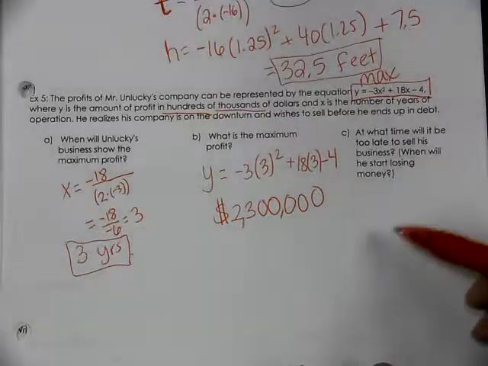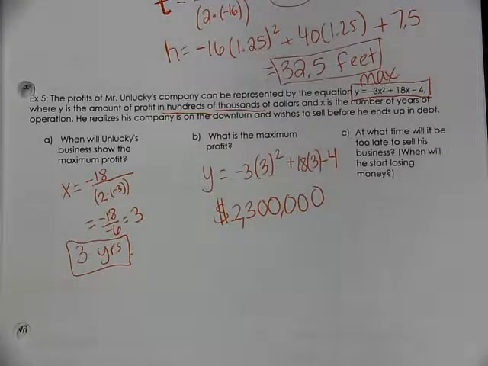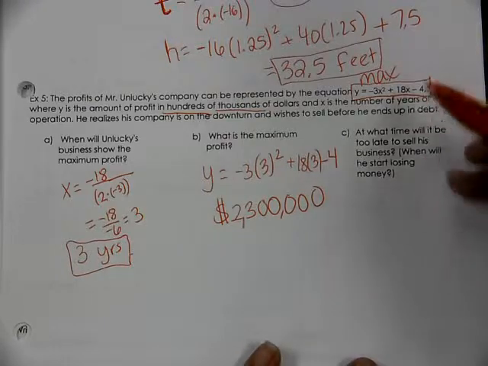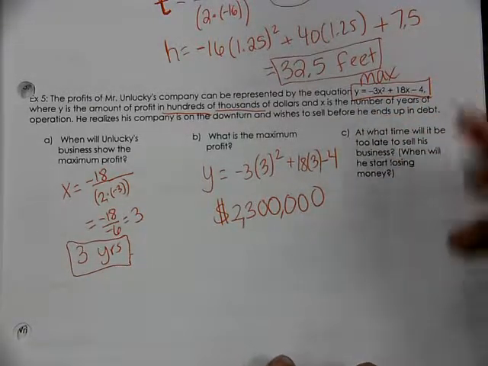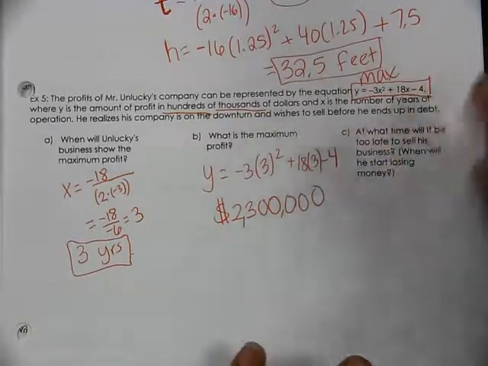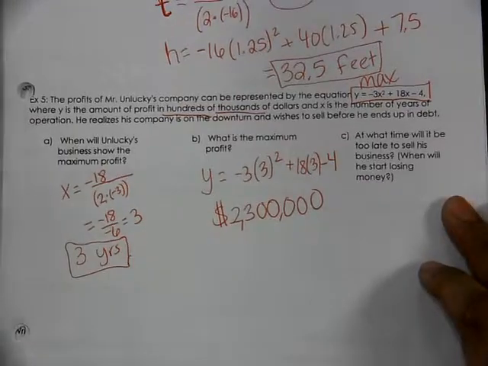And then it says, at what time will it be too late to sell his business? Then you're trying to figure out when it starts going into the negatives. So you could technically substitute in 0 for the y, and then try to see where you would lose money there. We're not going to do this one right now. We'll come back to that. So this is where we will stop.